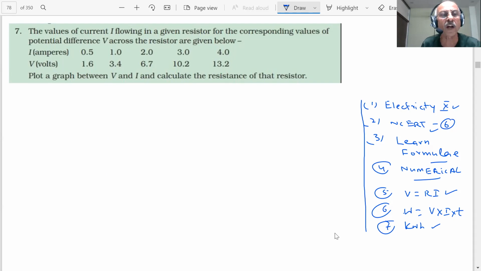So the first question, the seventh question from the NCERT book, is here. What it says: the values of the current flowing in a given resistor for the corresponding values of potential difference across the resistor are given below.